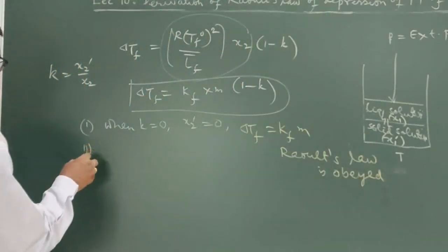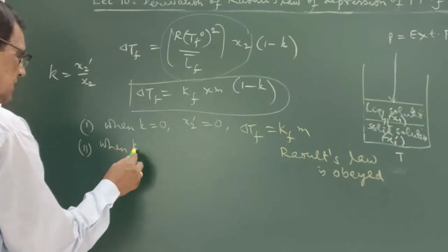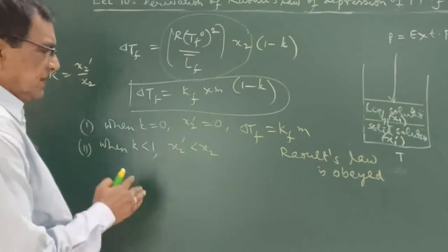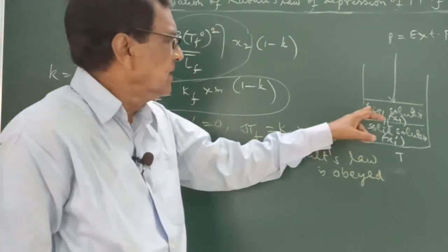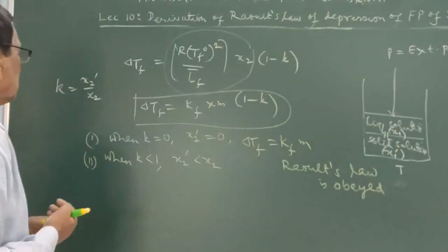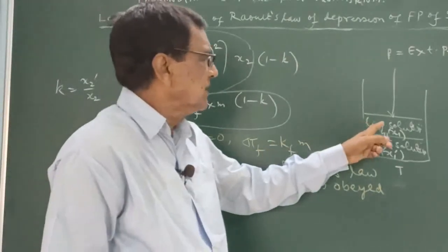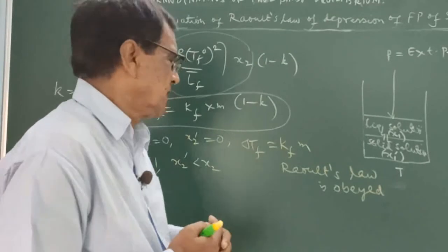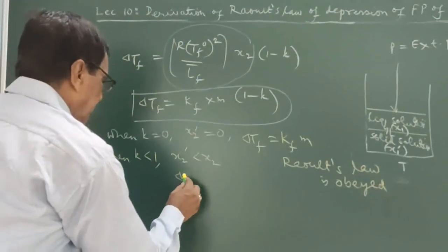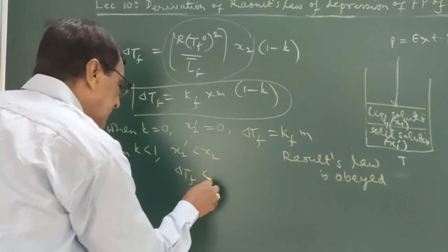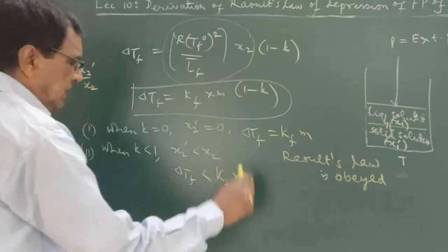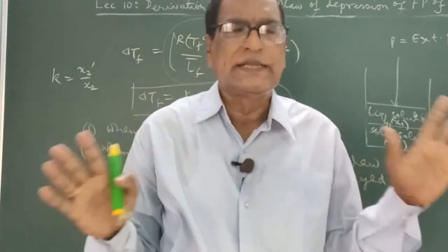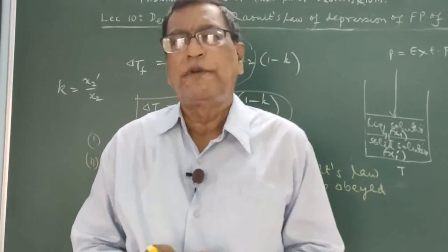But the second case, we can come up when k is less than 1. Then in this case, X2 dash is less than X2. Means that the solute is more soluble in liquid solution than in solid solution. Mole fraction of the solute is greater in this liquid solution than in solid solutions. So in this case, this delta Tf is less than Kf into m, means the depression of freezing point will be less than that predicted by the Raoult's law of depression of freezing point.